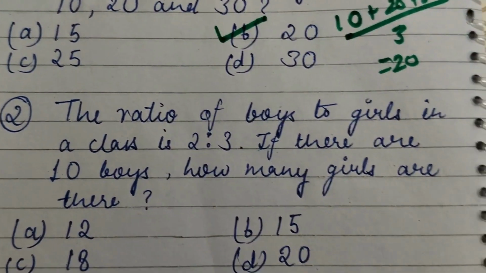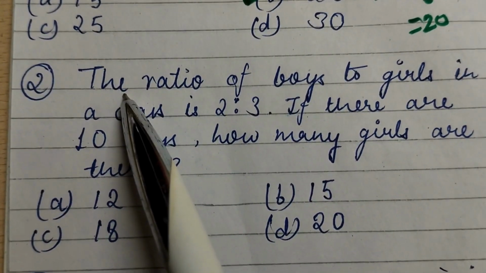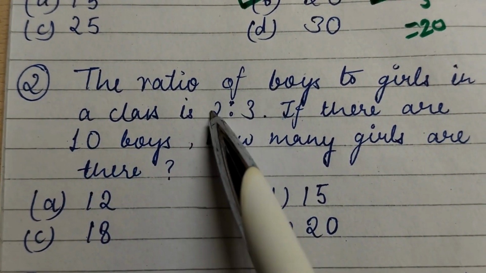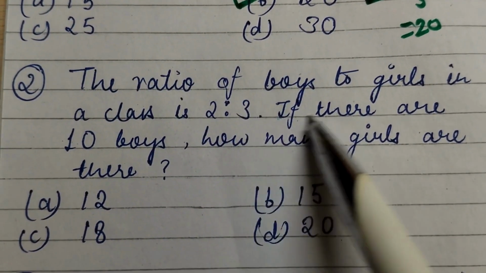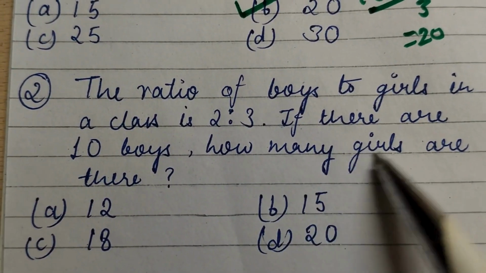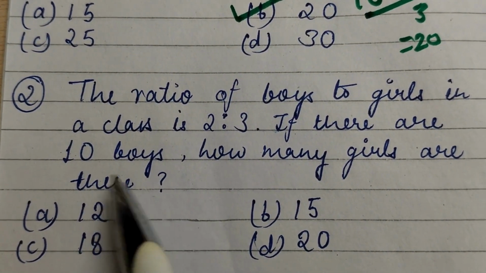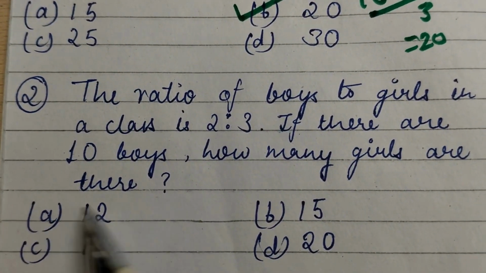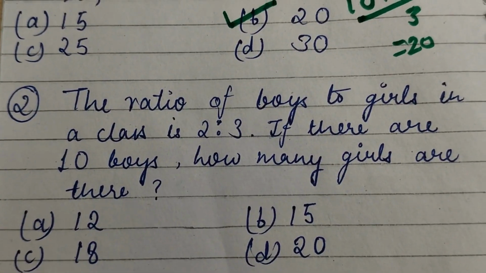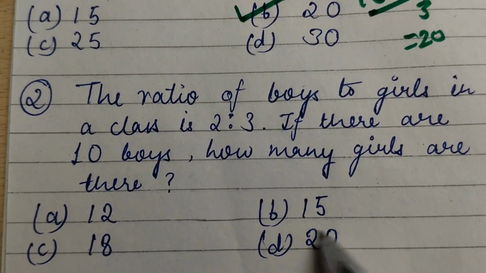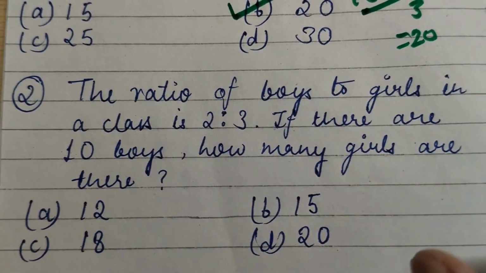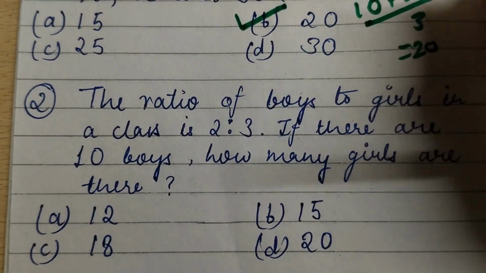So, the question says the ratio of boys to girls in a class is 2:3. If there are 10 boys, how many girls are there? Option A, 12. Option B, 15. Option C, 18. Option D, 20. Please think about it. This is a ratio problem.